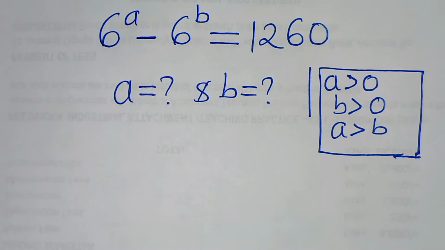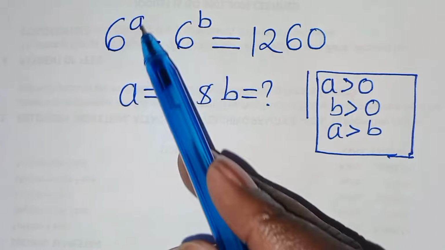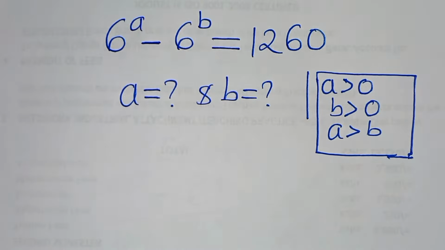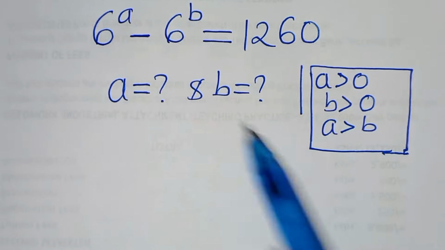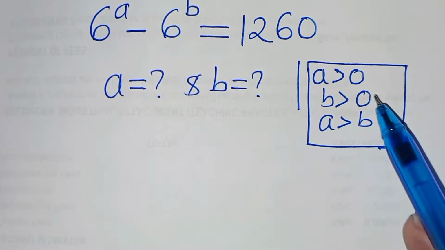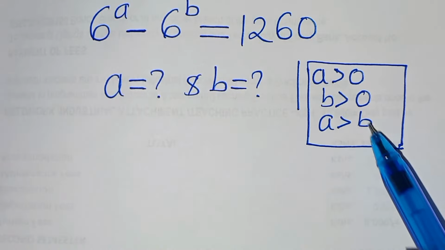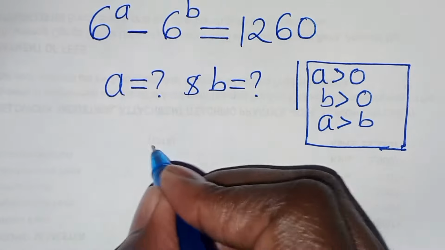Hello everyone, you're welcome to solve this nice algebra problem, which is 6 to the power of a minus 6 to the power of b equal to 1260. So what is the value of a and b? Given that a is greater than 0, b is greater than 0, and a is greater than b. So let's provide a solution from here.